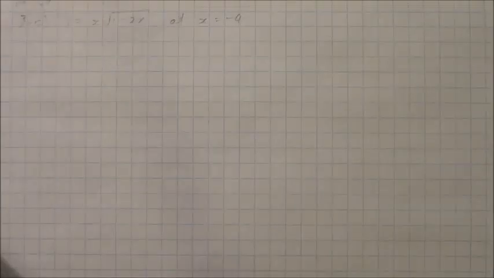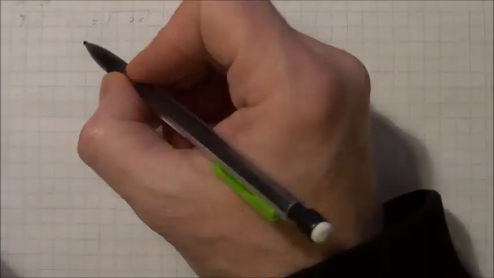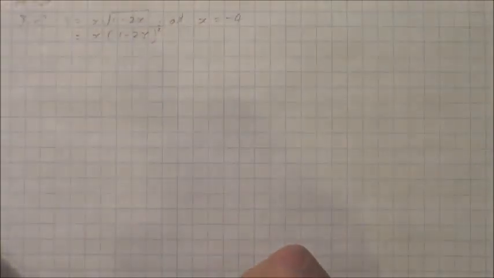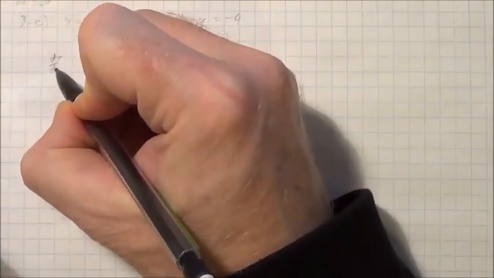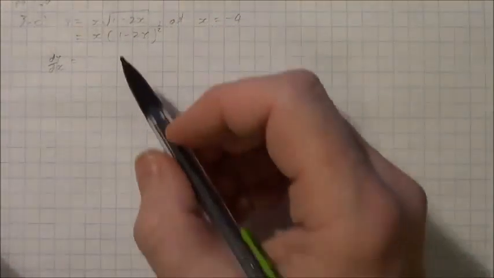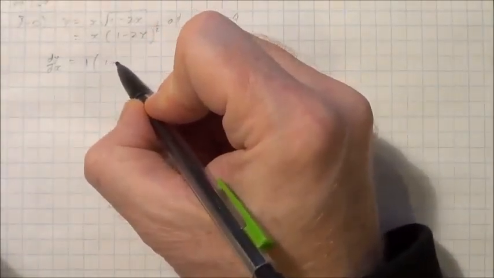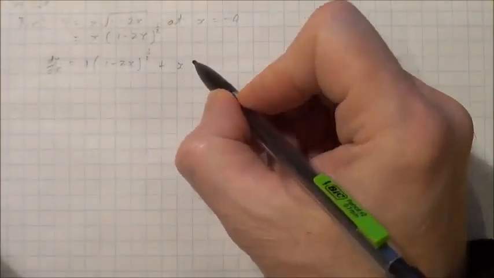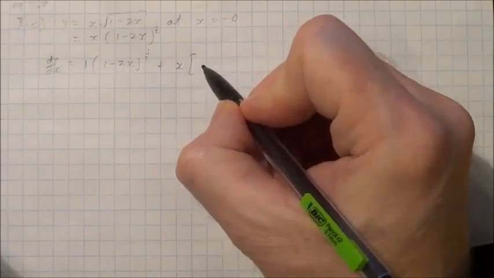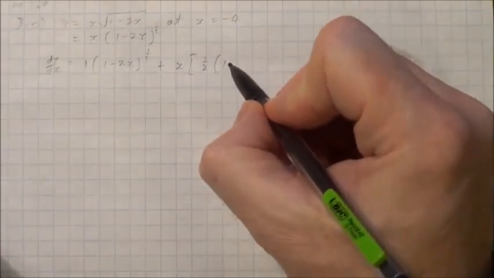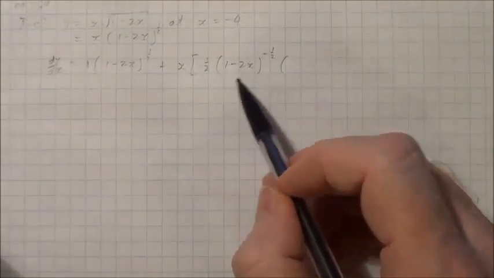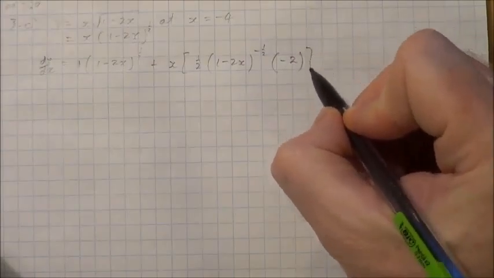Part C, the function is y equals x root 1 minus 2x. I'll change this format to quantity 1 minus 2x to the 1/2, and then differentiate. So I take the derivative of the first, which is 1, multiplied by the second without changing it, plus the first multiplied by the derivative of the second. So I bring the 1/2 down in front, I'll leave the middle stuff, subtract 1 from 1/2 to give me negative 1/2. Then I go inside here and take the derivative, and that gives me negative 2.